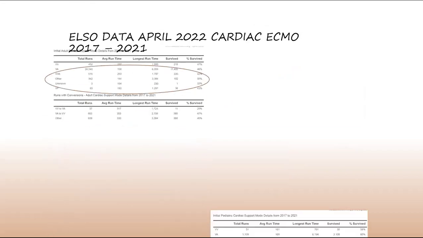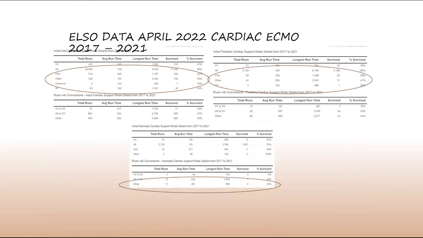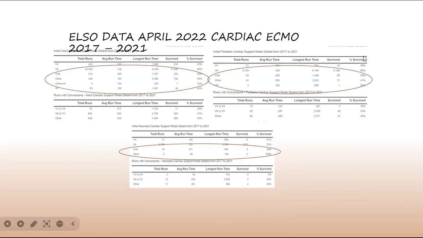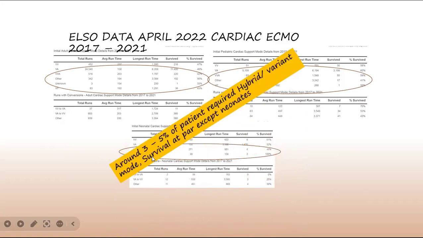Coming to cardiac ECMO converting into a hybrid ECMO. Again, the same thing is happening here. If you see the mortality benefit, the percentage of people who survived on a cardiac ECMO with a hybrid mode conversion is 42% in adults, 59% in pediatrics and 40% in neonates. So again here, cardiac ECMO being converted into hybrid is a little bit higher. 3 to 5% of the patient population requires the hybrid ECMO mode, but survival is again on par with the neonates here. So in adults, pediatrics, and neonates, the survival rate is actually good when it comes to outcomes of hybrid ECMO. So VA ECMO converted into hybrid has better outcomes compared to VV ECMO converted into hybrids.